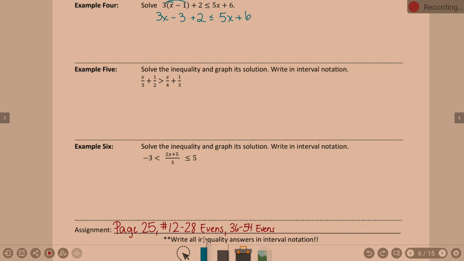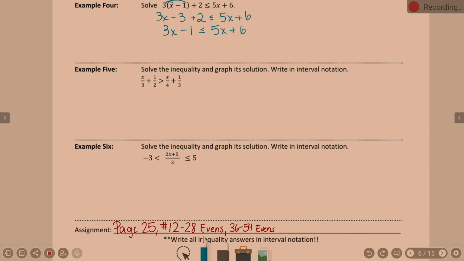After you distribute, you combine like terms. There's a nice little cleanup on the left. So carrying down my 3x, minus 3 plus 2 is -1. Minus 1, less than or equal to 5x plus 6. Agreed. Now what?